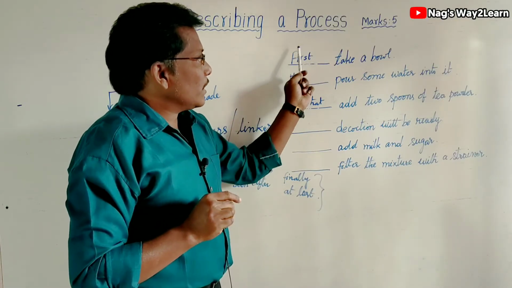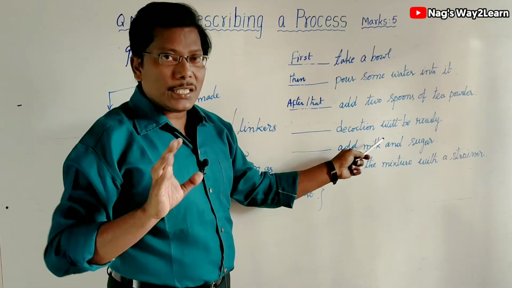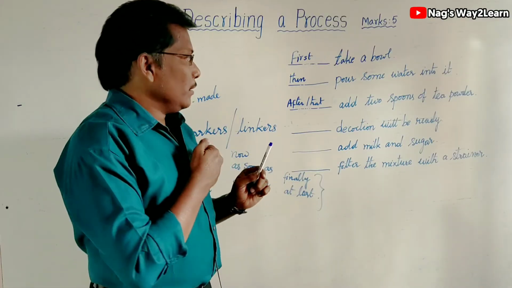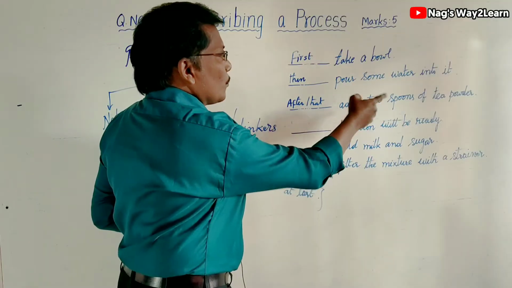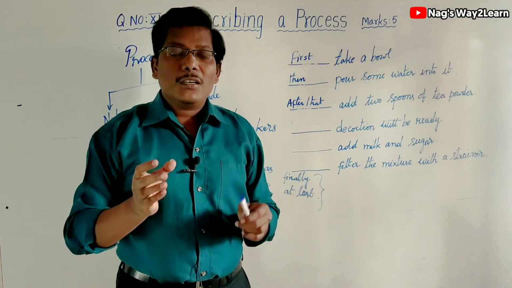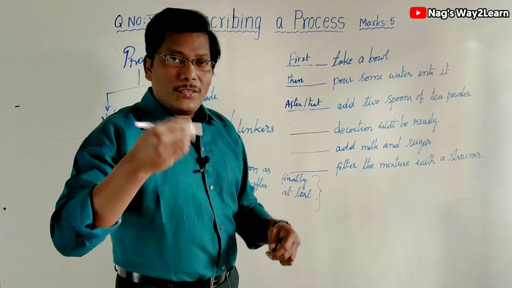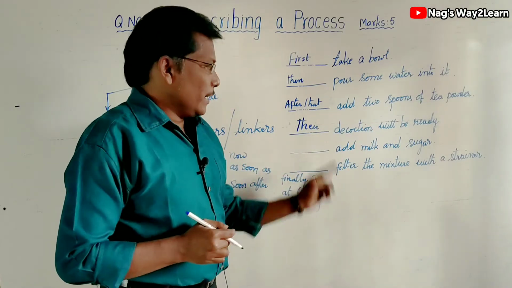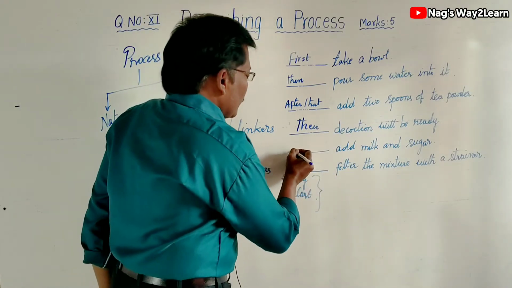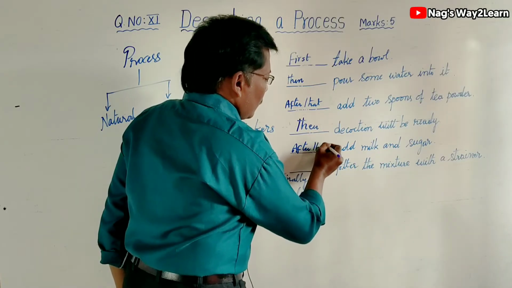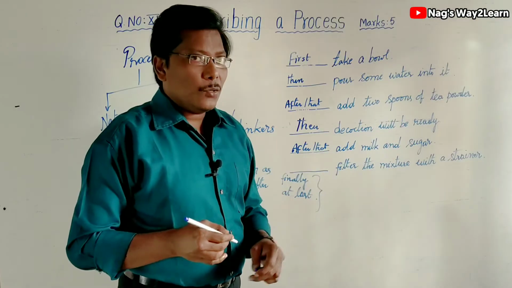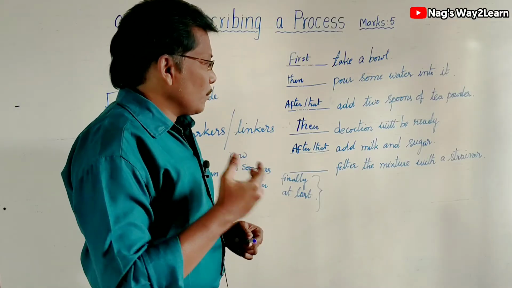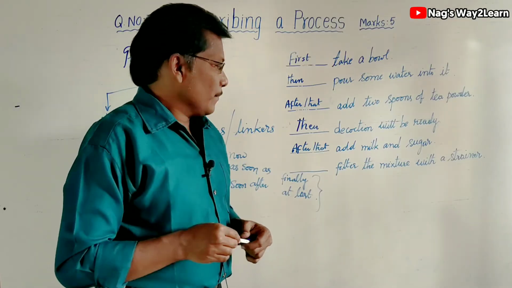But if you don't use these linkers, there will be only individual sentences. But if you use the linkers like this, you will get the complete paragraph. Okay, understand? So after that, add 2 spoons of tea powder and let it boil for 2 or 2.5 minutes again. Then decoction will be ready. So after that, add milk and sugar to the decoction, and let it boil for again 2 or 2.5 minutes.